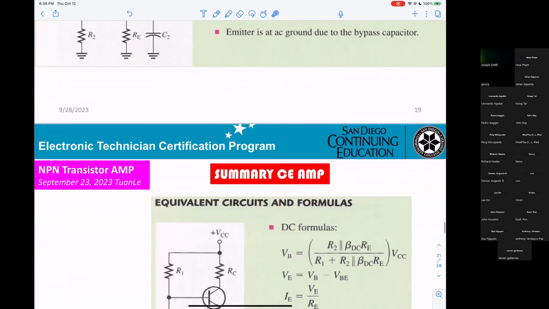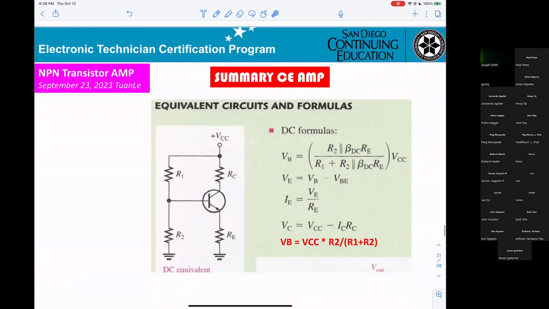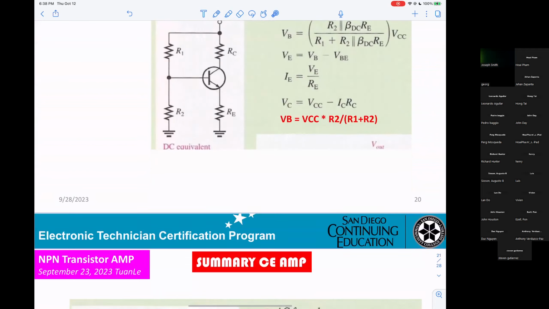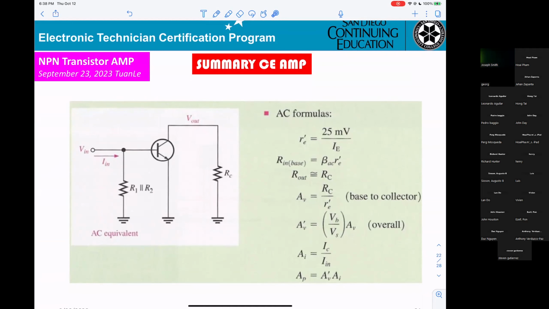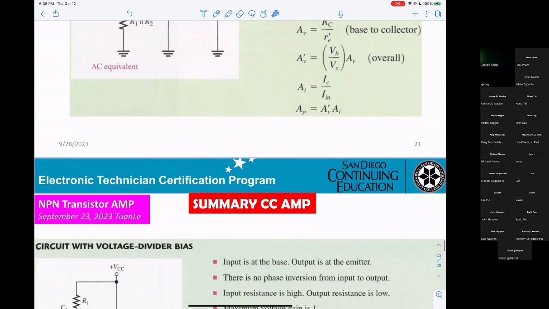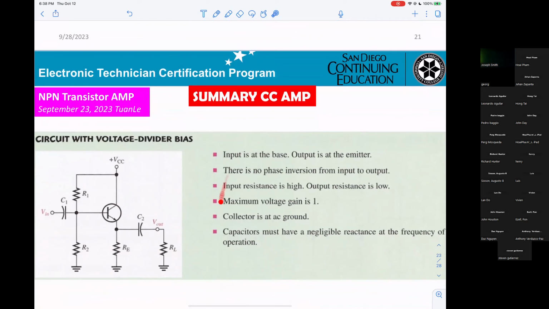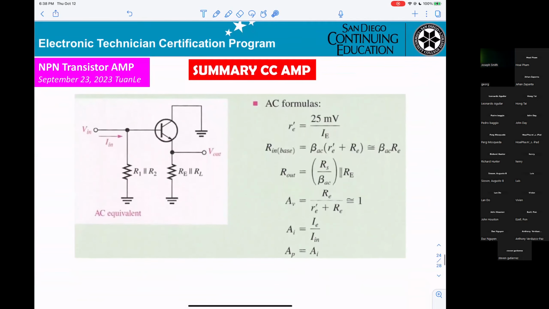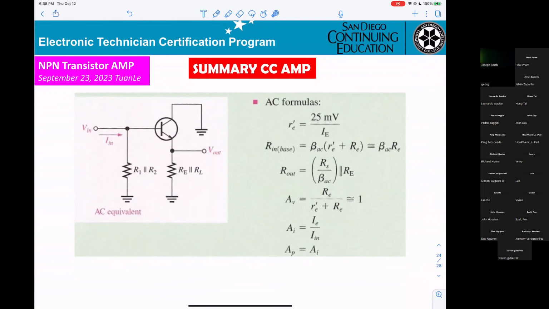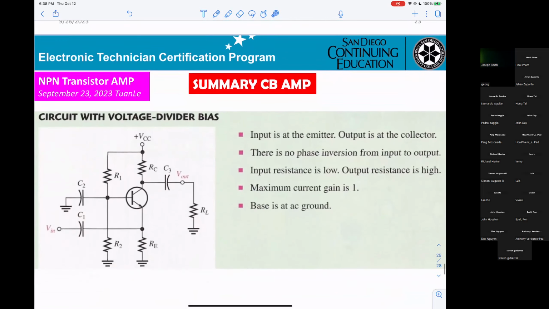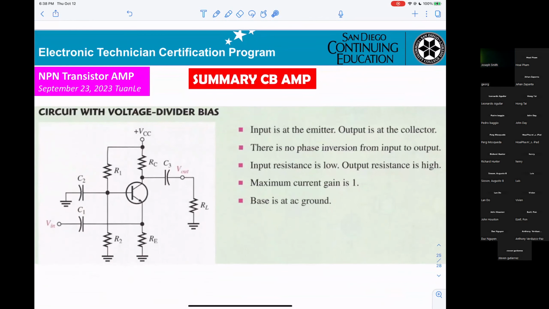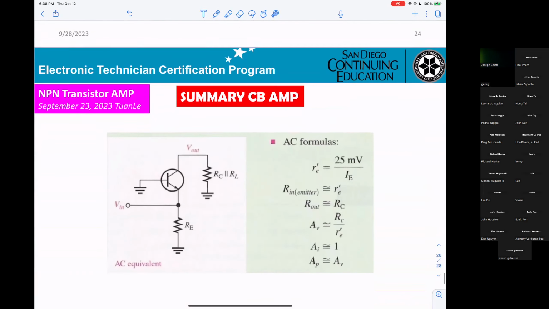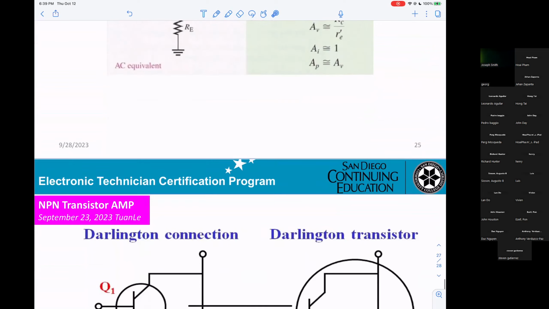The next is the formula for common emitter. Okay, and this is the AC model. Whatever AC calculation, they will give you in this summary. CC amplifier, they're telling you what you need to know, and this is the formula for CC amplifier. And the last one, CB amplifier. Okay, that's just a summary of the formulas and the general things you need to know.